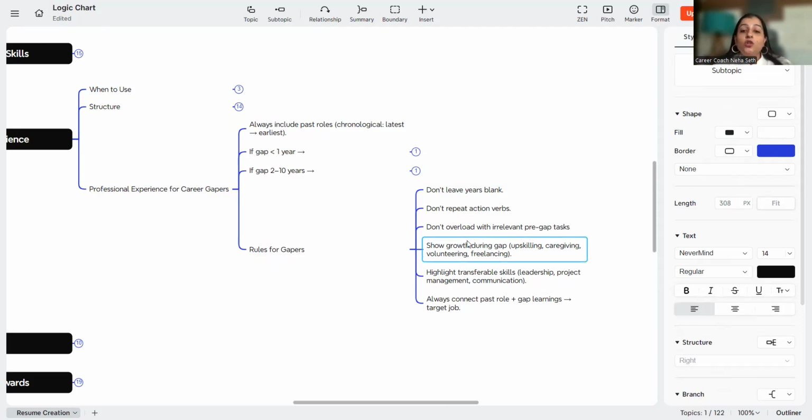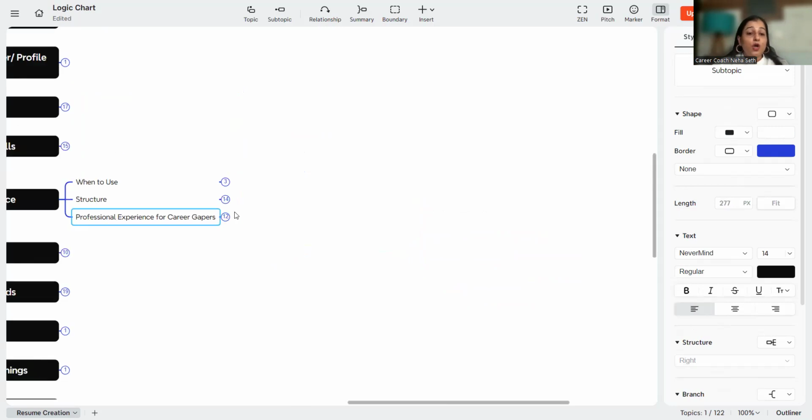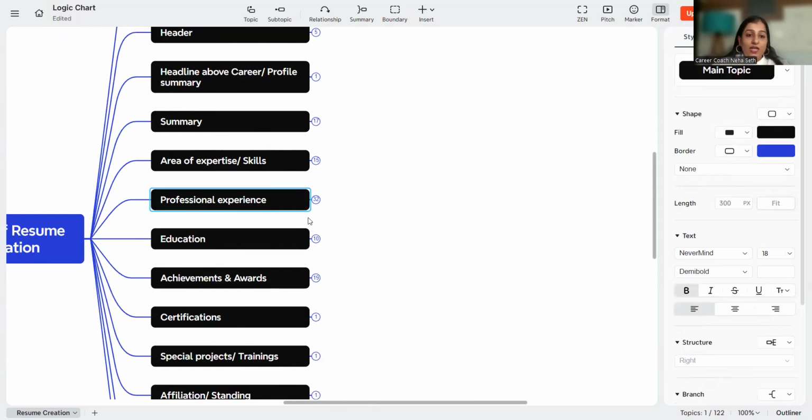Okay, so show the growth during that gap. Whatever way you can show growth is important, maybe by upskilling, freelancing, or highlighting transferable skills, leadership, or if you have managed any project. So always connect the past role and the gap learnings, and that is equal to the target role. Okay, so that is what you have to do here. And this is about the professional experience.